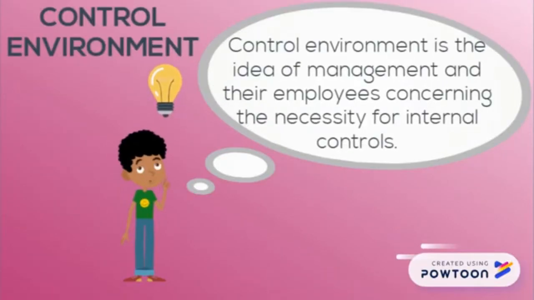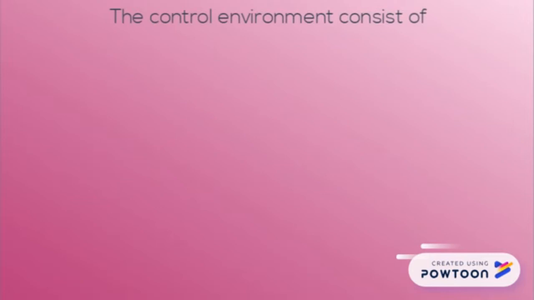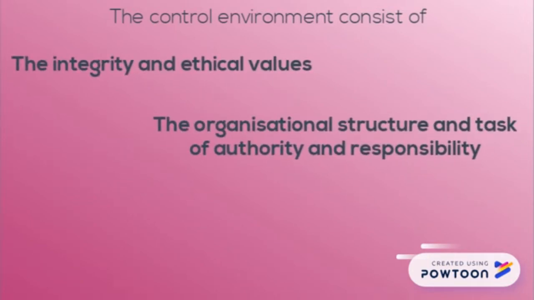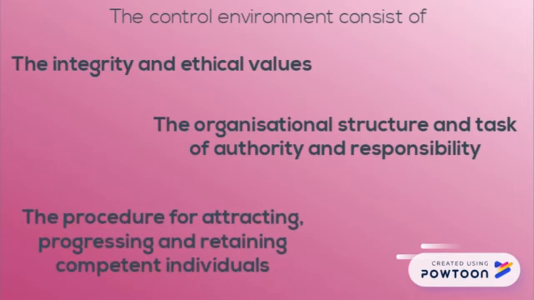Components of internal control consist of the control environment, where the control environment is the attitude of management and their employees concerning the necessity for internal controls. The control environment consists of integrity and ethical values, the organizational structure and assignment of authority and responsibility, and the procedure for attracting, developing and retaining competent individuals.